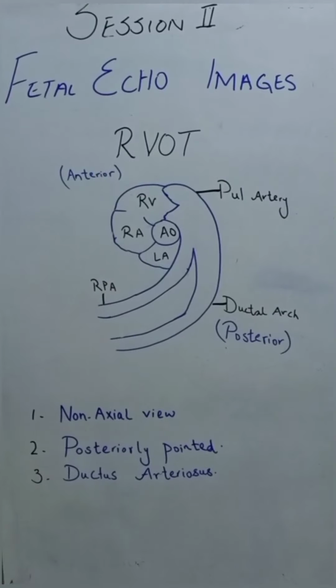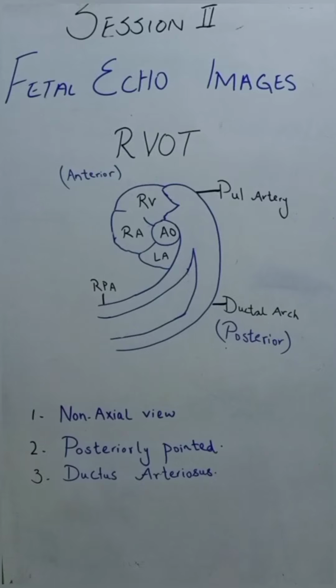We move toward RVOT. It is a non-axial view. We can make this view by moving the transducer from 4 chamber view at 90-degree clockwise rotation. We get the RVOT very clear. RVOT points posteriorly to the spine. It is a mid-sagittal view. It continues as the ductus arteriosus, having axial bifurcation like LVOT.